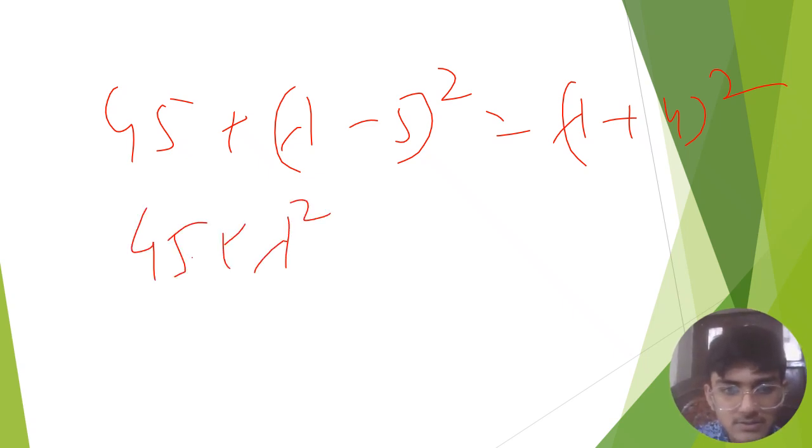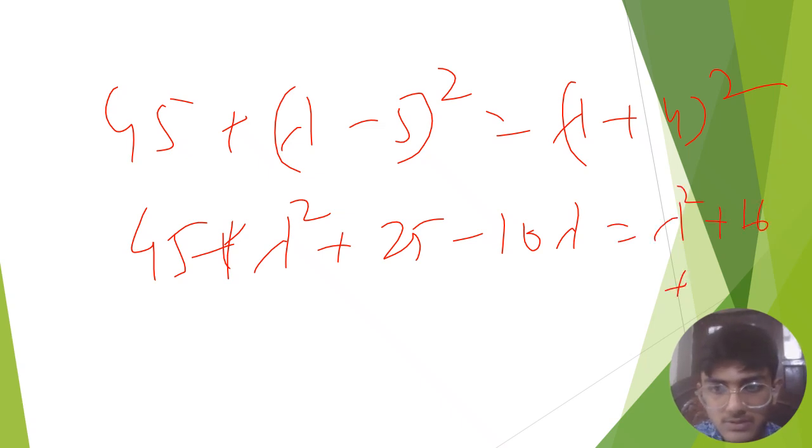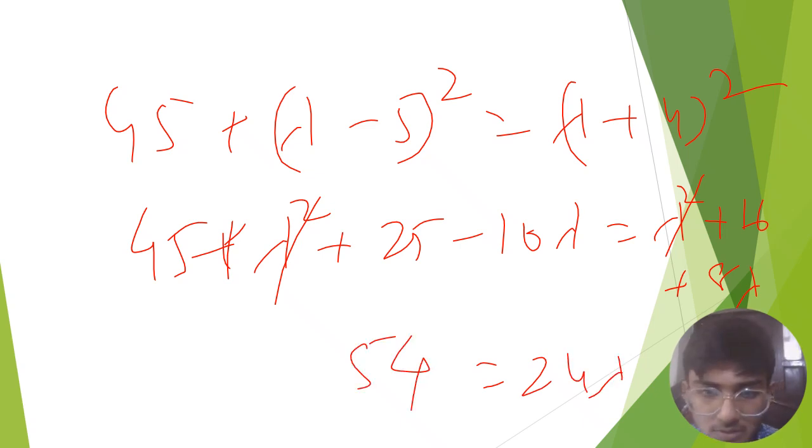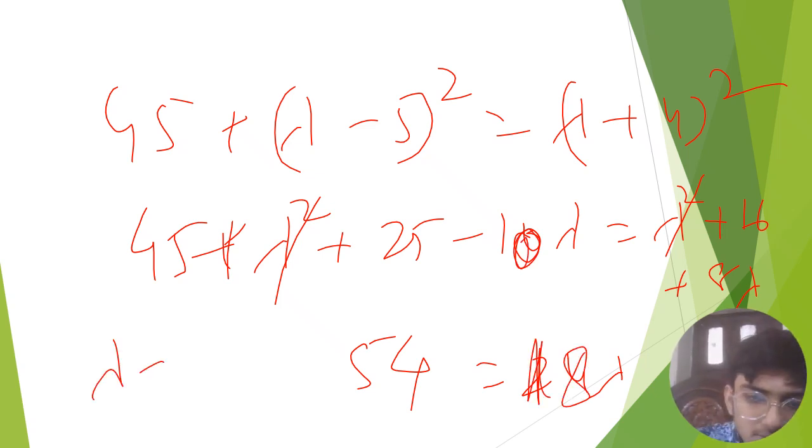45 plus lambda square plus 25 minus 10 lambda equals lambda square plus 16 plus 8 lambda. Let me see the calculations, I hope it is correct. So lambda will come how much? This is 10, this will be 18, lambda will be 3.